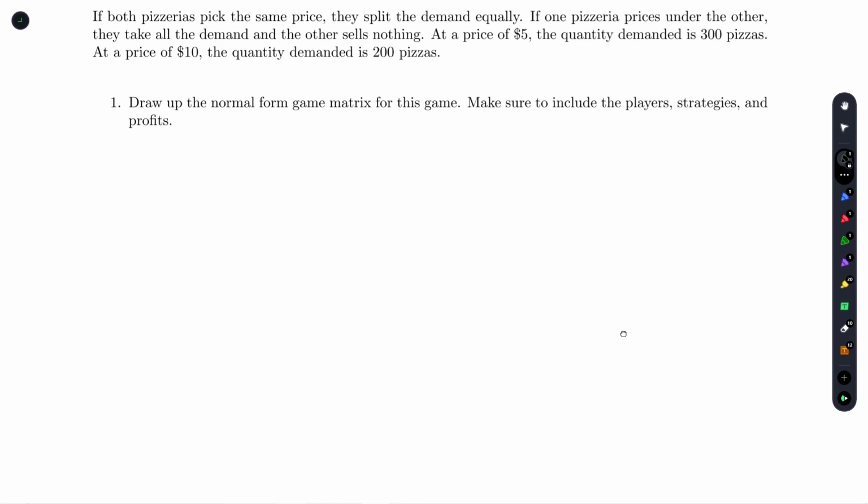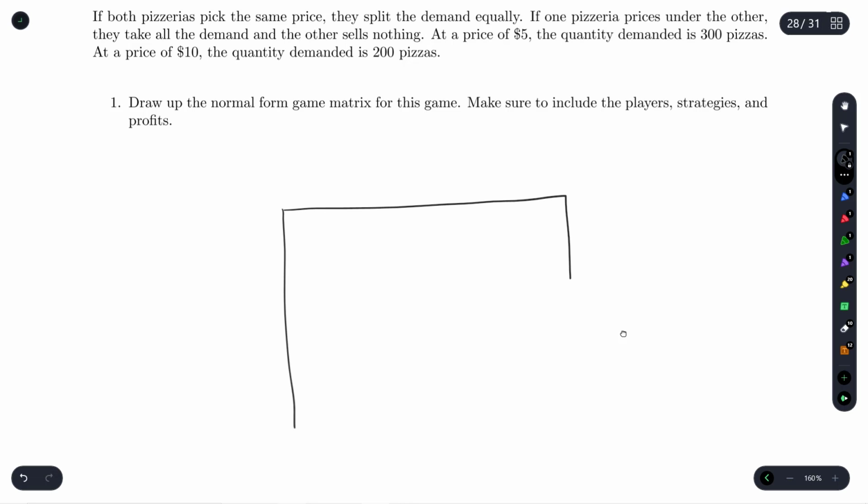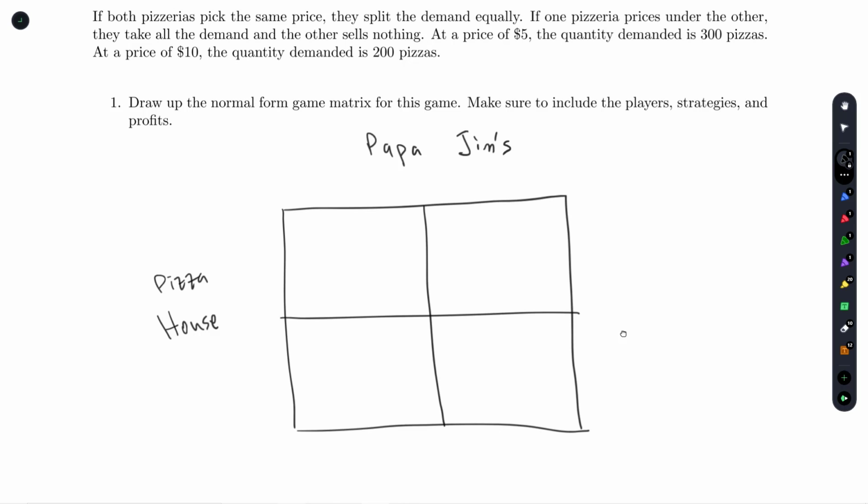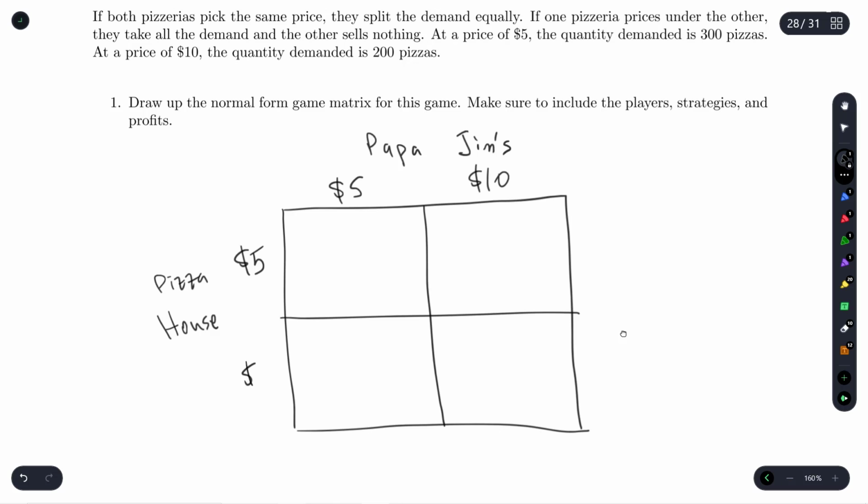Since we have two players and two strategies, we're going to have our classic 2x2 game matrix. So I'm going to draw a box and then divide it up into 4 quadrants. Our two players are Pizza House and Papa Jim's. It doesn't matter which one you put on the columns and the rows, just as long as you are consistent about it as you go through. We have two possible strategies here. They can price at 5 and they can price at 10. Those options are the same for each player.